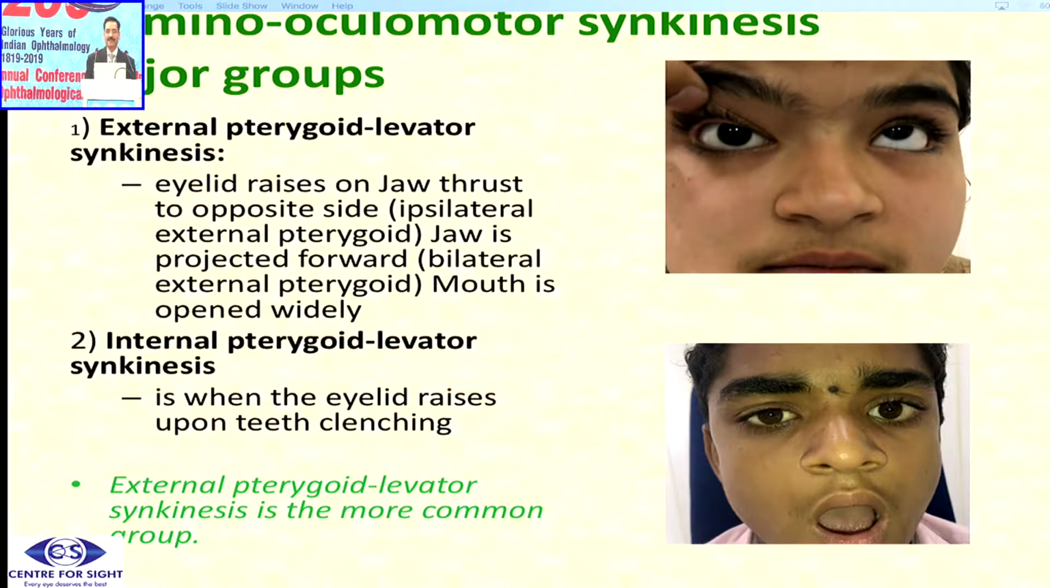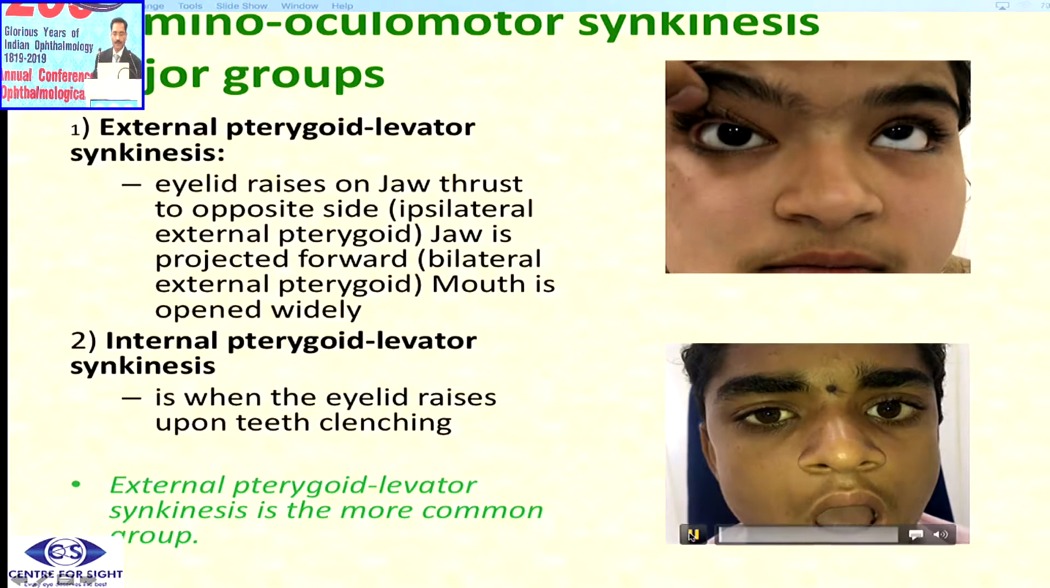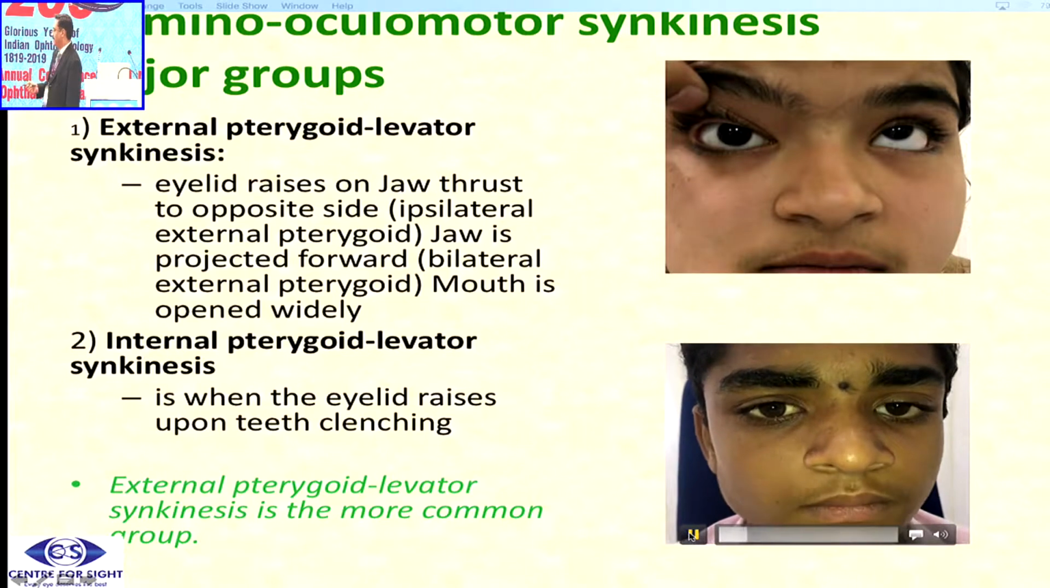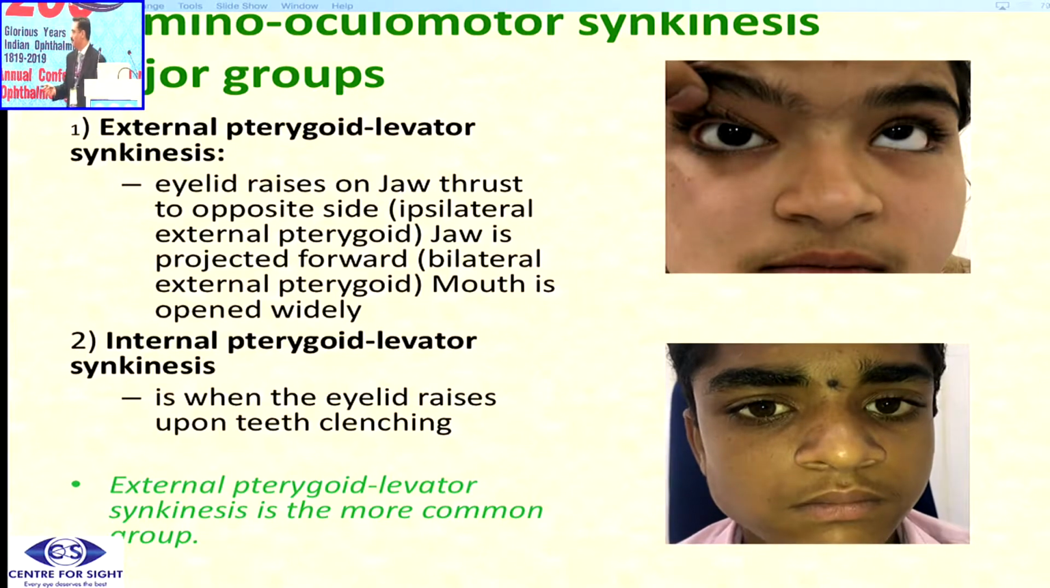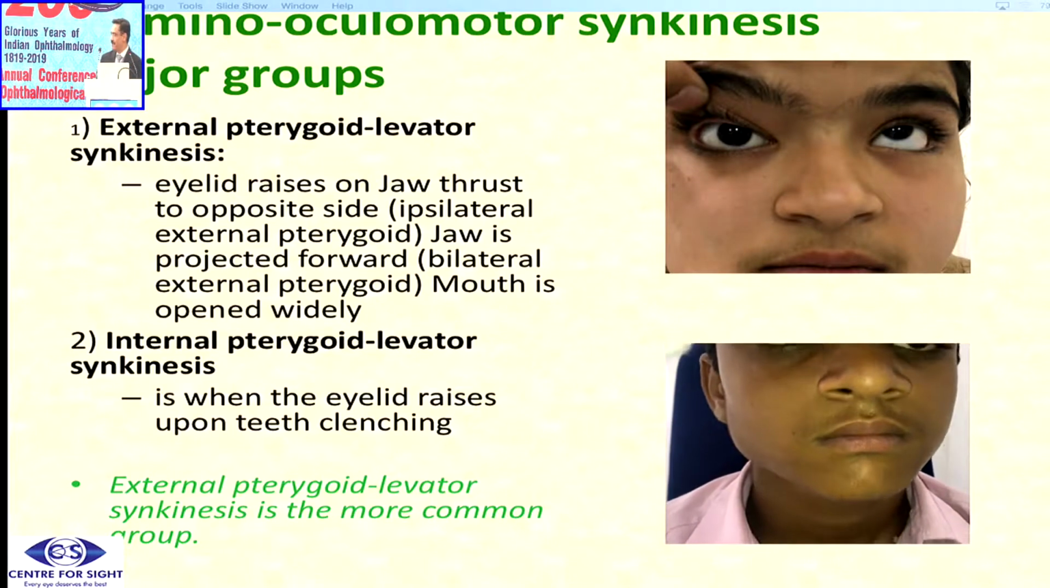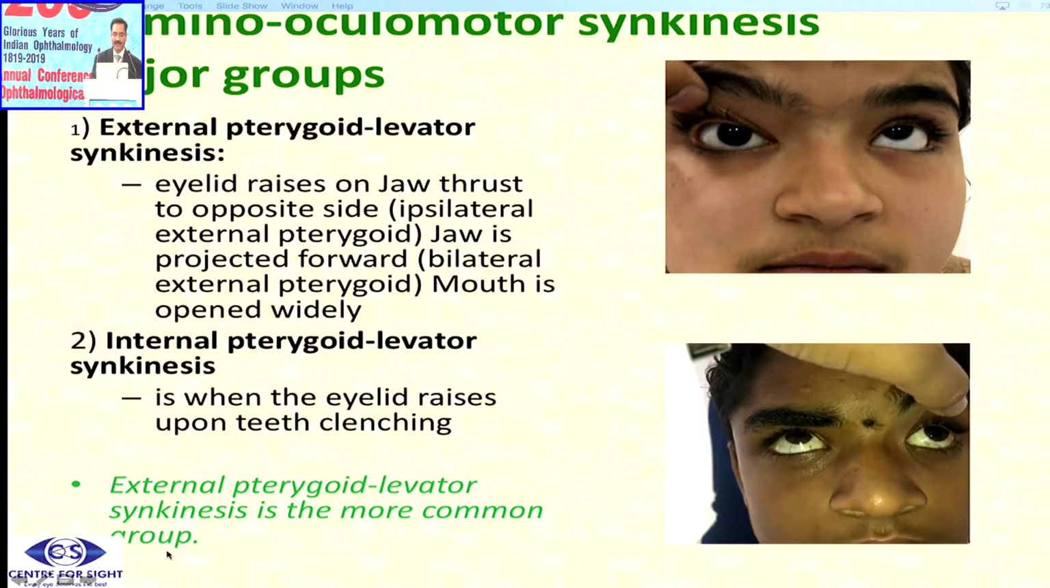Then there is another variety which is known as internal pterygoid type of Marcus-Gunn phenomena. Here, lid opens up when patient clinches his or her teeth. This is where internal pterygoid come into the action. So in this particular patient, now look, lid is opening on clinching of teeth. So this particular patient is having internal pterygoid type of synkinesis, which is less common than the external pterygoid.